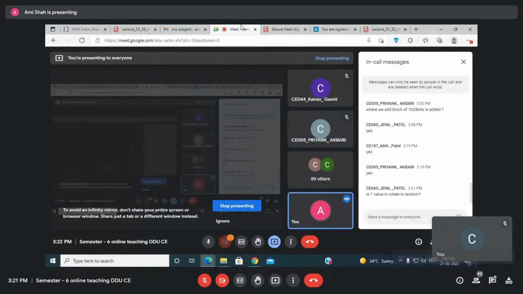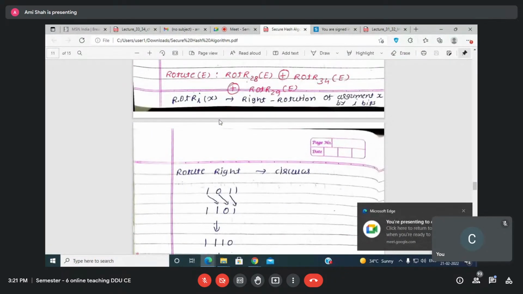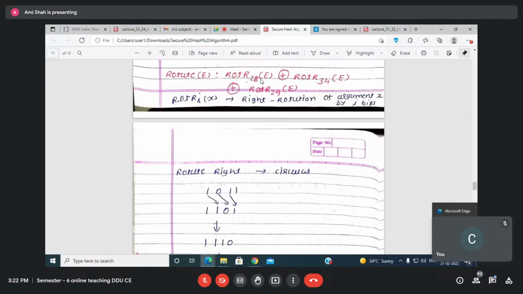Janil, I'm not getting it. Is the I value in rotate random? What are you trying to say? No, these values are fixed in this equation.